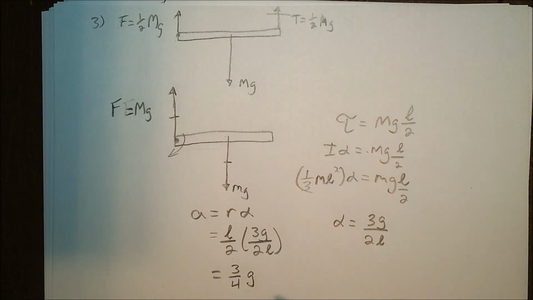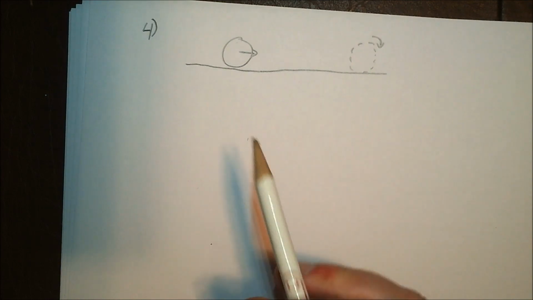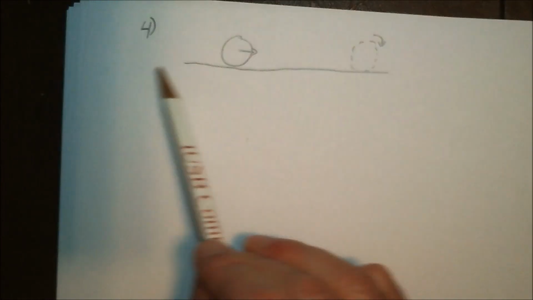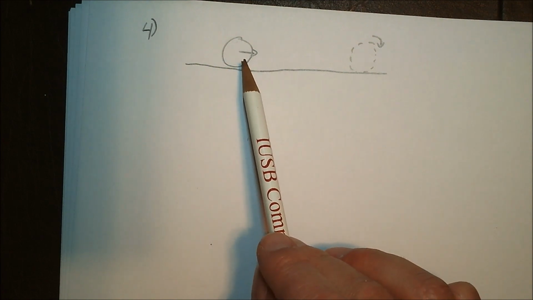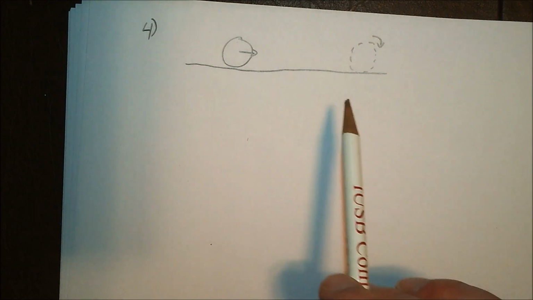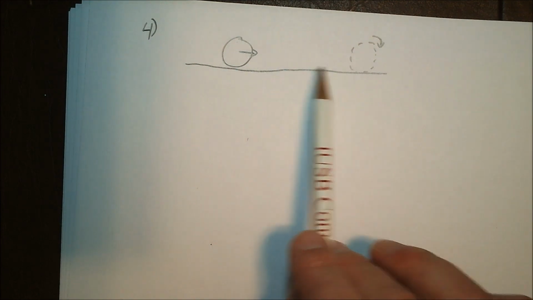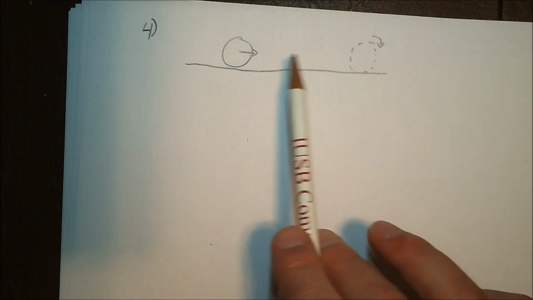Okay, the last one here, number 4. We have this ball that is first sliding across the floor. There's no rotation yet. And then because of friction, it then starts to rotate. And so in this region here, it's both sliding and rotating. It's just beginning to rotate. And then here there's no more sliding, it's only rotating, as it rolls.